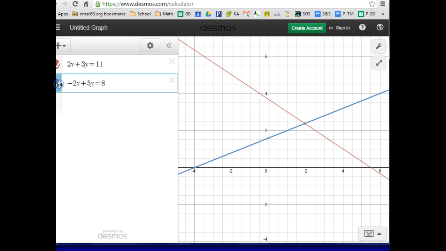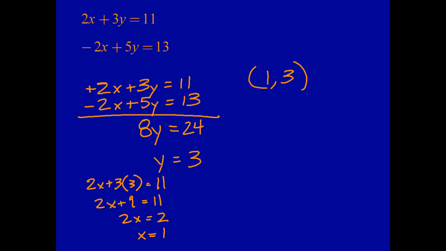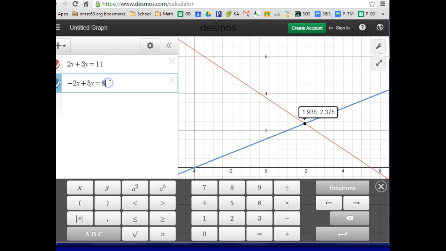And then if I graph negative 2x plus 5y, we'll notice that they intersect at, whoa, did I enter them in wrong? Oh yeah, this one was 13, so that might help.